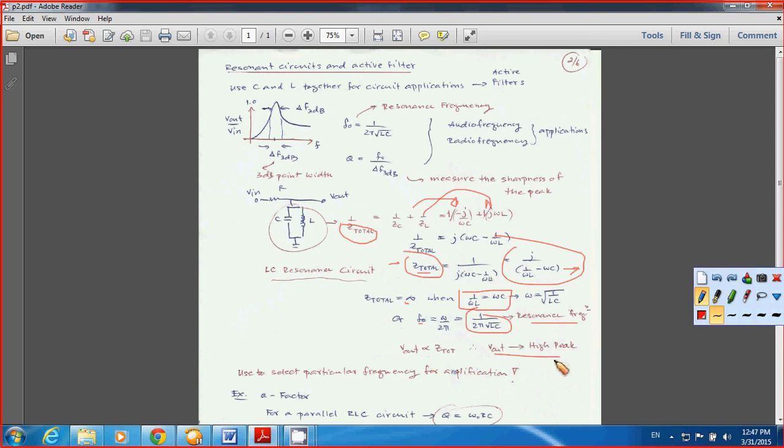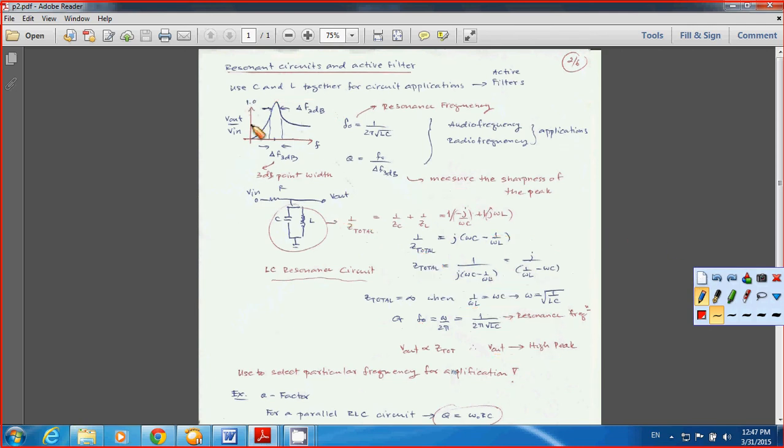And it gives you the output becoming the high peak, same as the plot here. This is the V out over V in and frequency here, and the resonant frequency here at the peak. This is F0 as we derived from this equation here. You have F0 equal to 1 over 2 pi square root LC, and you also have our Q factor that's equal to F0 over delta F at the 3 dB point.